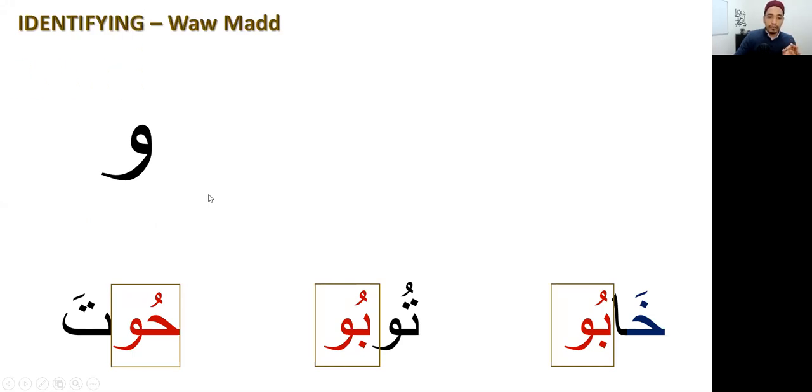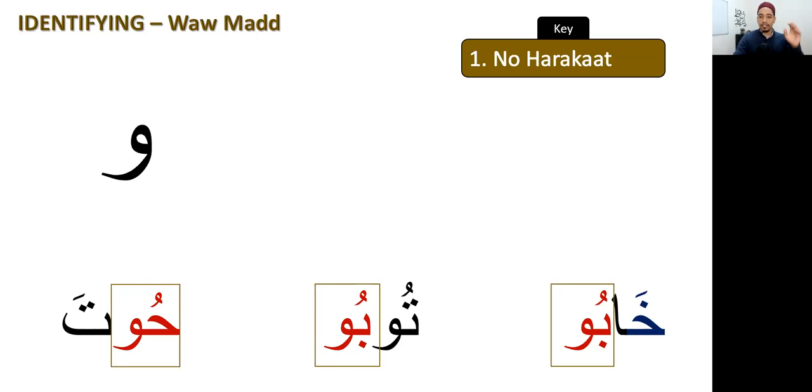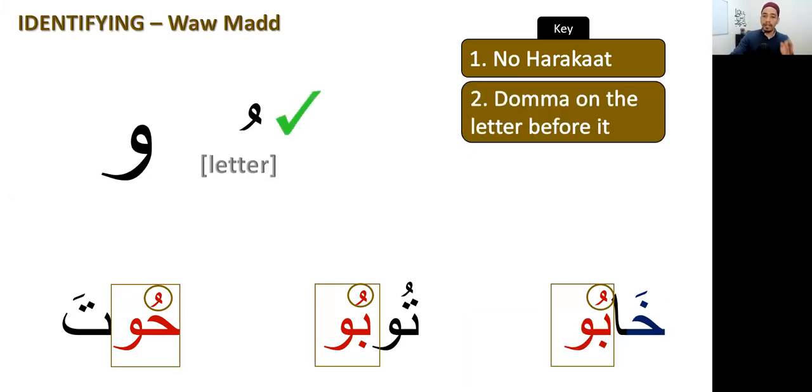It might have that sign over here. It might not, depending on the text. The important thing is there's no harakat, no fatha, no kasra, no dhamma, and there must be a dhamma before it for this to be a letter of mad, and for this to serve the function of extending the dhamma from bu to bu. Dhamma and the letter before it.